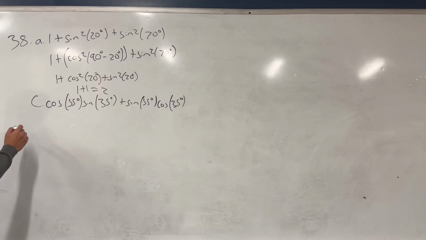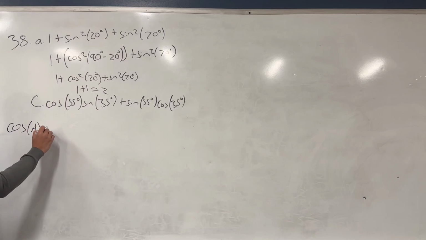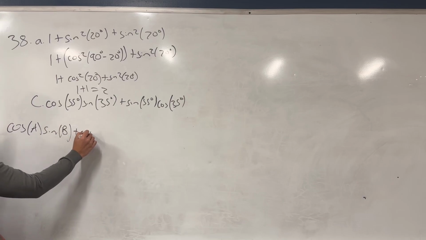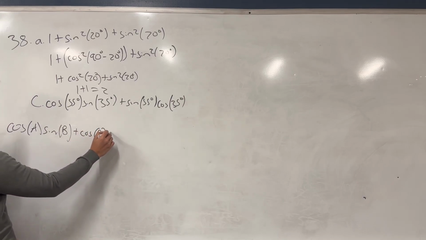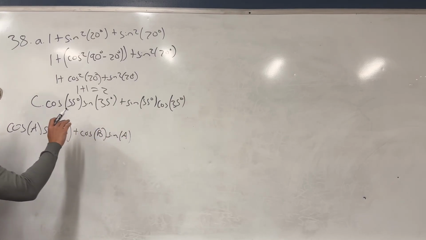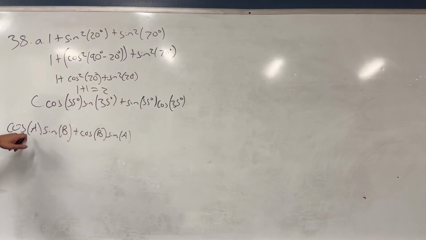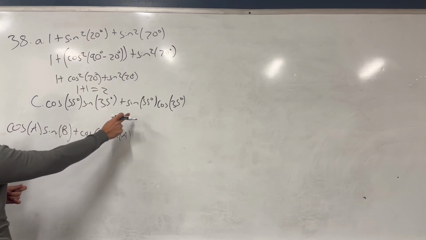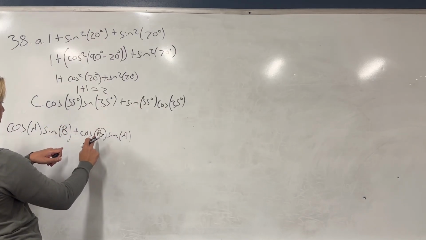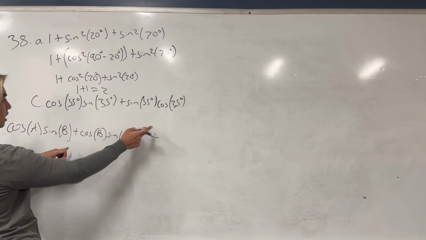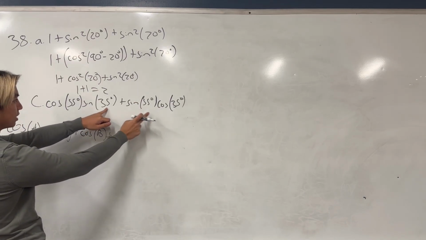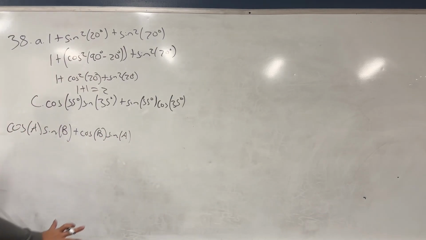I guess on the formula sheet it would be cosine of A, sine B, plus cosine of B, sine A. It would look like that on the formula sheet, right? So what do we have? We have cosine of A, sine of B, a different angle, cosine of B. Or wait, hold on, it's flipped. So this is the sine of A. A is 55, and the B is 35. Yeah, it matches up, right?